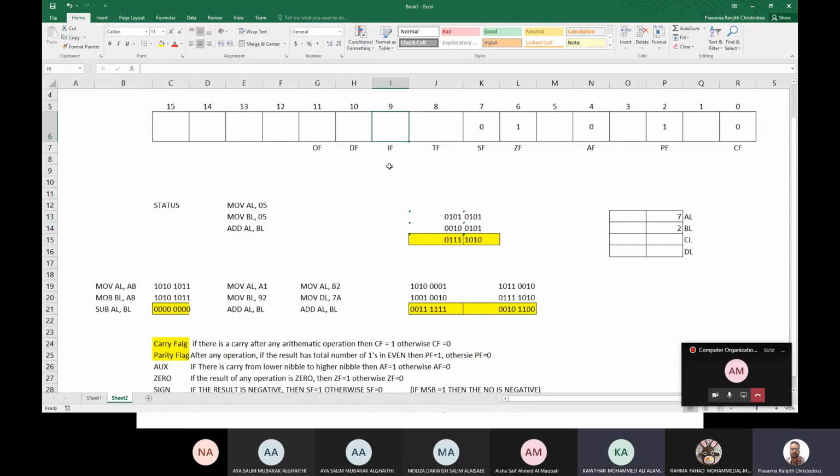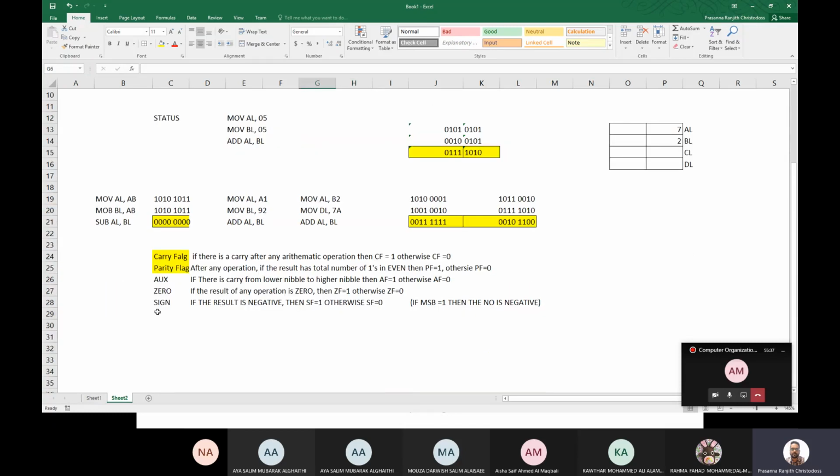Interrupt: there are different interrupts in your 8086. If the interrupts are enabled, this will be 1, otherwise it will be 0. DF is the direction flag. The direction can be left to right or right to left, so whichever direction you want, you can set. 1 is left to right, 0 is right to left. And this is overflow. This one you should know.